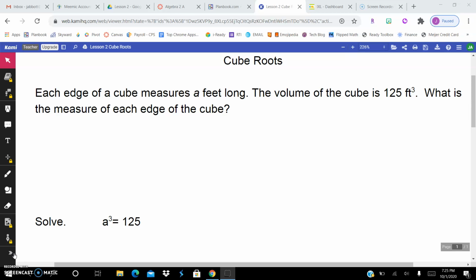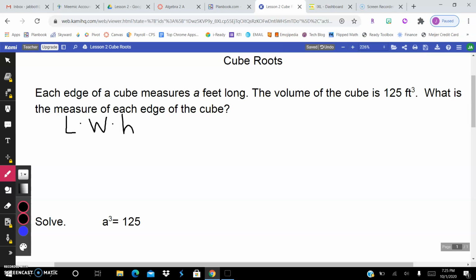If you think about it and remember back when we were finding volume of cubes or rectangular prisms, we just did length times width times height. Now, if this is a cube, that means all three dimensions are the same exact value, and they told us it's A. So A times A times A is going to equal 125. They're all the same value. We're going to multiply the same number together and get 125.